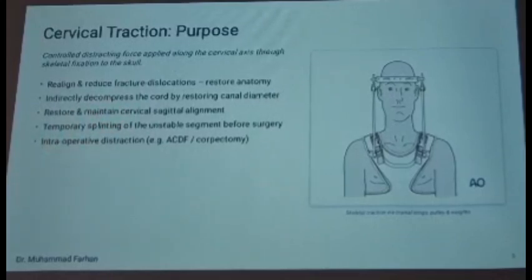Then it indirectly decompresses the cord by restoring canal diameter. When we apply the cervical traction, the cervical cord and spinal nerve roots are decompressed, and it provides space for them. Then it also restores and maintains cervical sagittal alignment, and provides temporary splinting of the unstable segment before surgery, and intraoperative distraction, such as when operating an ACDF or when doing an anterior cervical corpectomy. Cervical traction can also be applied intraoperatively, and usually this is achieved by manual cervical traction.